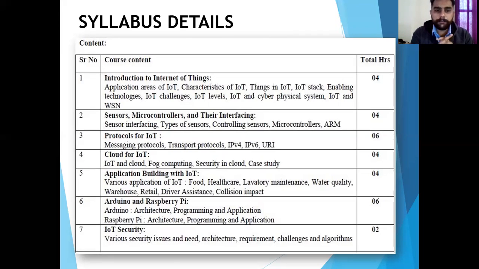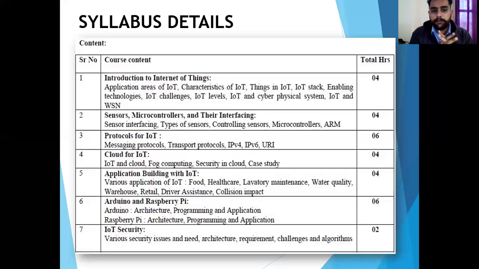Unit number 3 covers the protocols for IoT. As we have studied various protocols in the last semester in the computer networks subject, in IoT there are also various protocols. In that, we need to learn about messaging protocols and transport protocols. We also need to work on IPv4, IPv6, and URI. In your syllabus, it's simply written as the names of these 5 to 6 things, but it contains 6 hours of sessions. We have various categories, and we need to learn all these things.